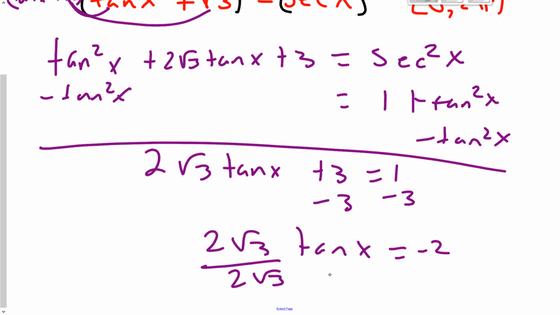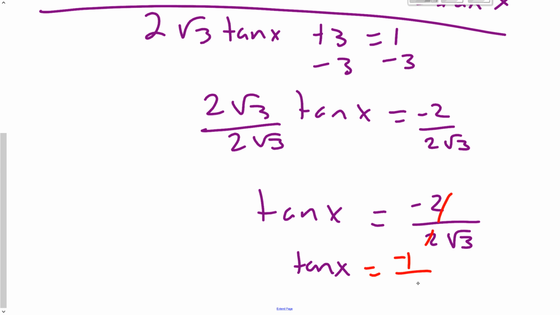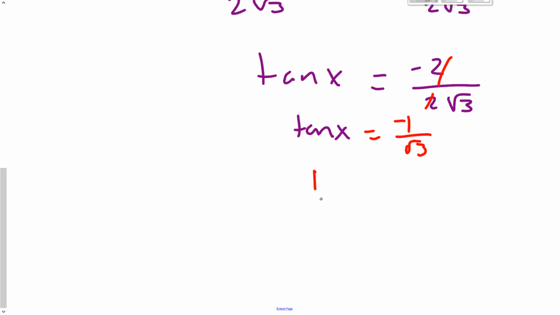Divide by 2 root 3, divide by 2 root 3. Looks like those 2's will cancel out, right? Because we've got a 2 on top, and on the bottom we're multiplying 2 times root 3. So those 2's will cancel out there. And we'll just get a negative 1 over root 3, which can be rationalized to negative root 3 over 3, and it's a negative, so we're looking for what angle gives us a root 3 over 3. Well, that's a pi sixth, right?